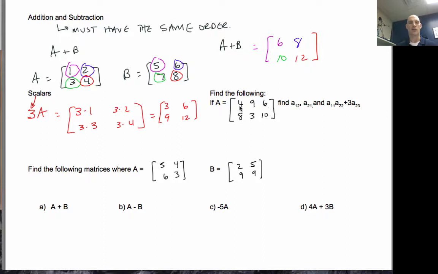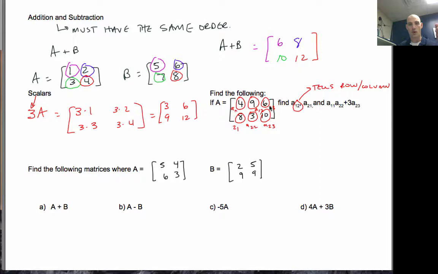So when we find the following, this is notational. Okay, the subscript tells row and column. So for this one, this is A1,1. This is row 1, column 2. This is A1,3. Okay, so row 1, column 3. This is A2,1. This is A2,2. This is A2,3. Okay, so that subscript, below the line, means row and column.